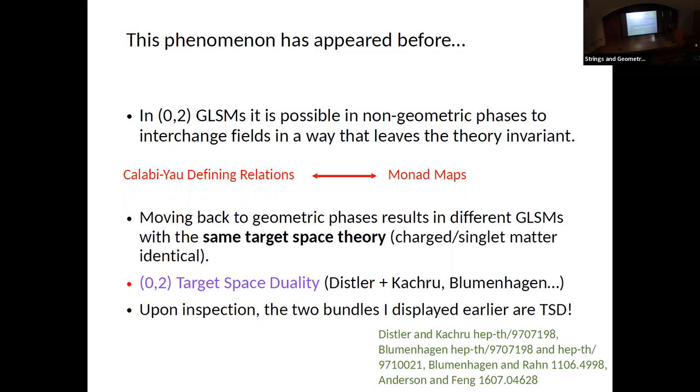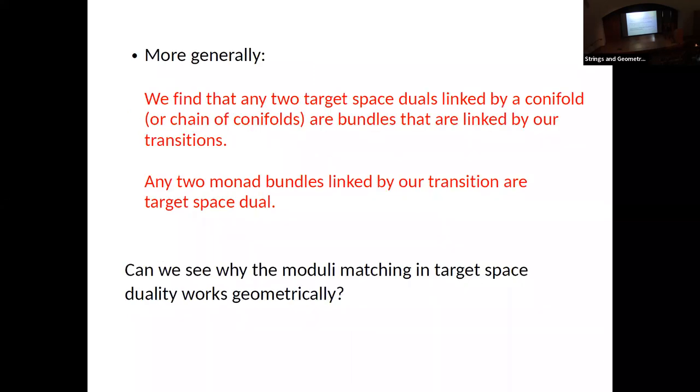You can ask about the process that I have written down where my spectra are matching. How is this related to target space duality? And upon inspection, the two bundles that I displayed earlier are actually manifestly target space dual. I chose them as monad bundles precisely to make that illustration. You can do this more strongly. You can ask, target space duality, at the level of field redefinition of monad bundles in a GLSM, will every possible target space dual pair follow the rules that I'm writing down?